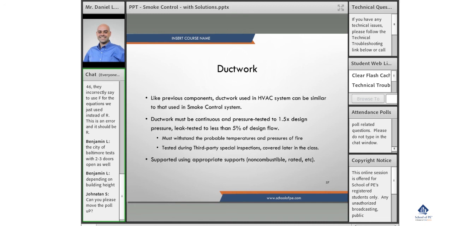And obviously, all the equipment must be able to withstand the expected temperature and pressure of that fire, and it must be tested as part of a third-party special inspection. The ductwork needs to be supported using appropriate supports, and actually does not have to be metal. It can be formed by gypsum or other compliant material as long as it meets those code requirements. However, sometimes those non-standard materials can have trouble meeting a leakage requirement, so careful design by the fire protection engineer, or by the HVAC engineer working with the fire protection engineer, is necessary.